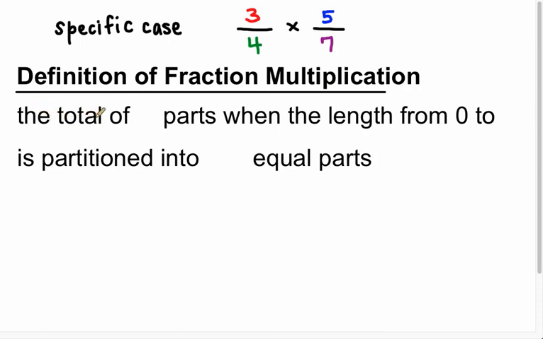So to use what we learned before, this fraction multiplication is defined as what? The total of 3 parts, it's always the numerator of the first fraction, when the length from 0 to the entire second fraction, 5/7, is partitioned into 4 equal parts. And partitioned means broken equally into. Okay? So let's actually show this on the number line.